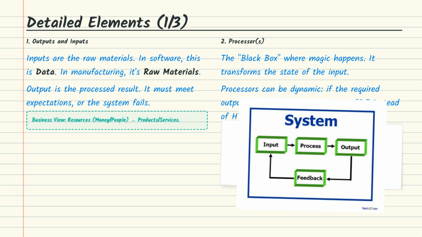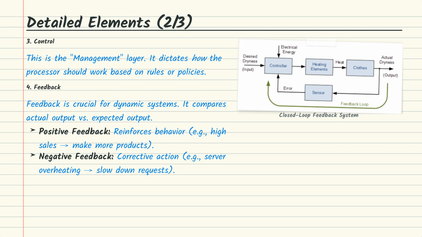Delving into detail, inputs are the raw materials, like data in software. Output is the processed result that must meet expectations. The processor is the black box that transforms the state of the input, and it must be dynamic to adapt to changing output requirements. The control element acts as the management layer, setting rules and policies for the processor.